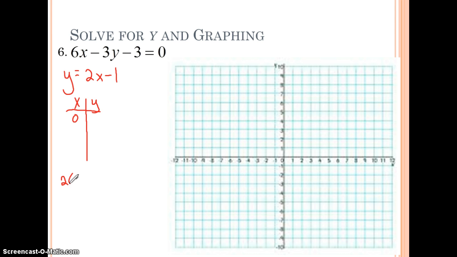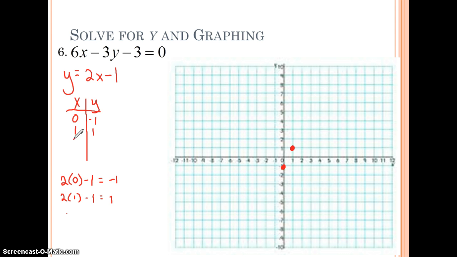So when I put in a 0 in the place of x, I have 2 times 0 minus 1. 2 times 0 is 0, minus 1 is negative 1. So if my x is 0, my y will be negative 1, which means my first point will be right there. Same thing. If I have a 1, plug it in. 2 times 1 minus 1. 2 times 1 is 2. Minus 1 would be positive 1. So I have the point 1, 1.